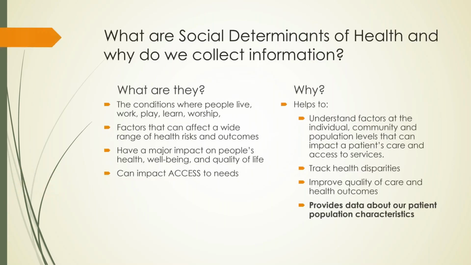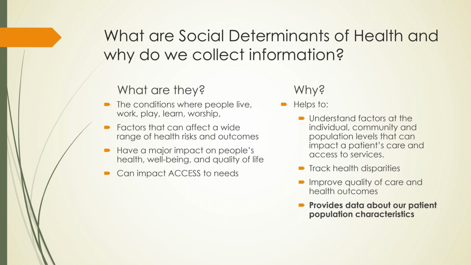Okay, so social determinants, what are they and why are we going to collect them? When we're talking about the social determinants for people, it's really where they live, where they work, where they play, where they go to church, where their friends are. So it's their community that they come from. Basically, what you're looking at is what are the factors in that community or that population of people that can affect the way that they get their health care or their access to things that they might need. They can have a big impact on the quality of patients' lives.